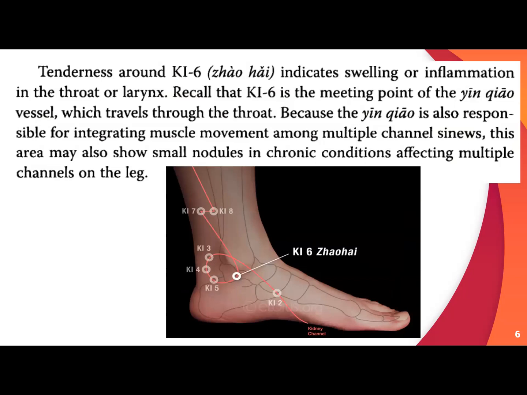Tenderness around kidney 6 indicates swelling or inflammation in the throat or larynx. Recall that kidney 6 is the meeting point of yin-qiao vessels which travel through the throat. Because the yin-qiao is also responsible for integrating muscle movement among multiple channel sinews, this area may also show small nodules in chronic conditions affecting multiple channels on the leg.